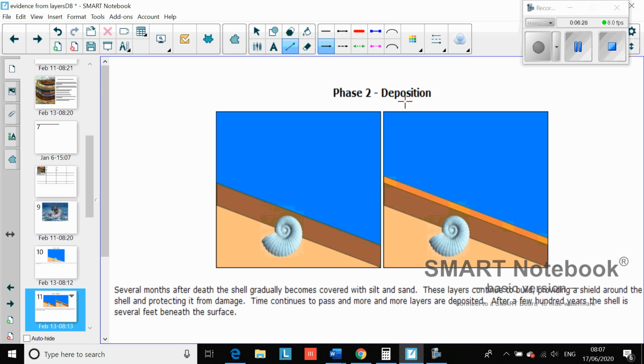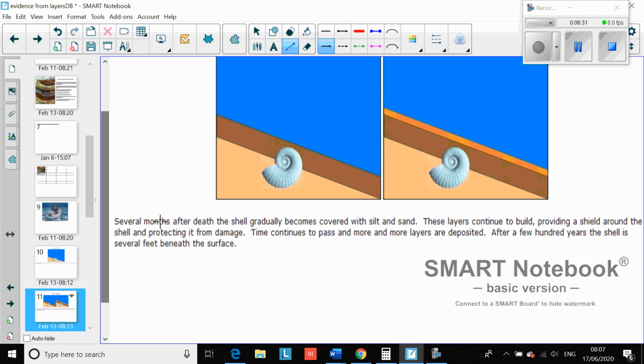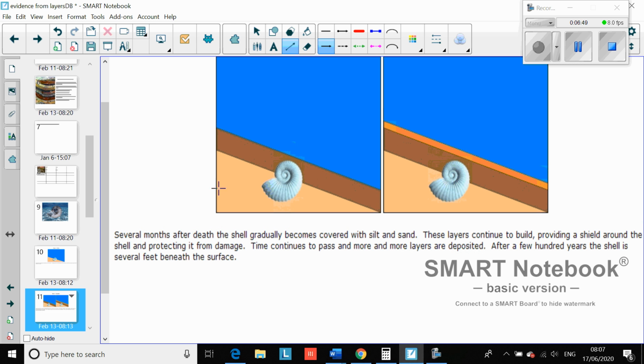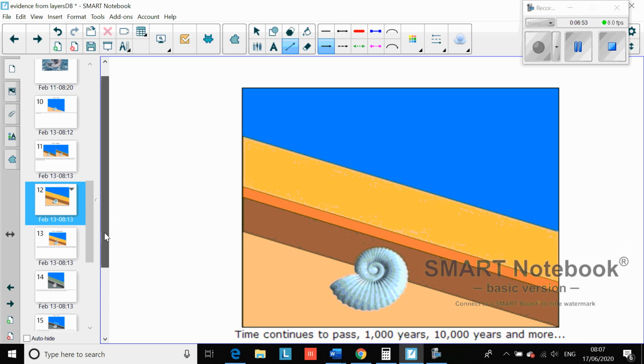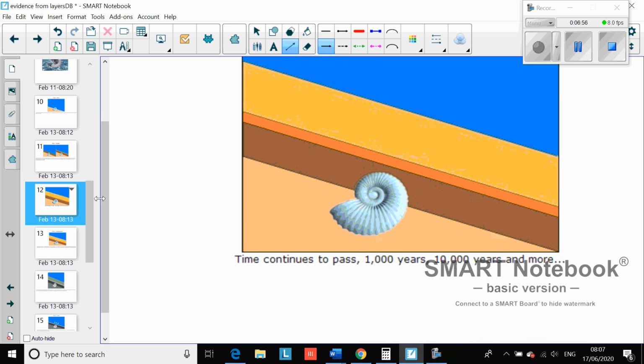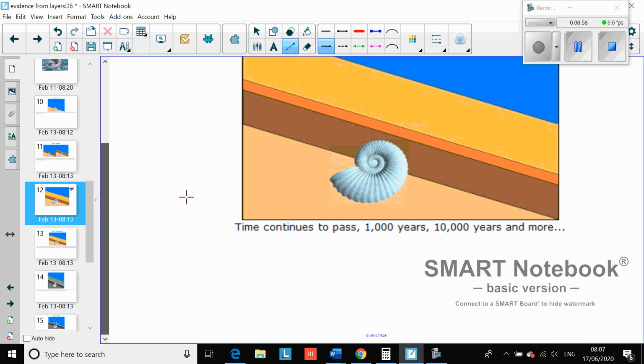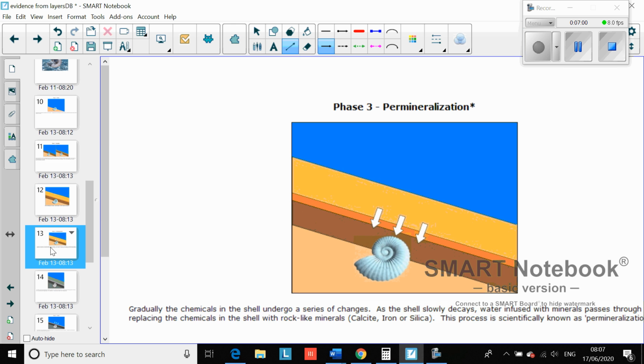Then, deposition. So, several months after death, the shell gradually becomes covered with silt and sand. These layers continue to build, providing a shield around the shell and protecting it from damage. Time continues to pass and more layers are deposited. A few hundred years, the shell is several feet beneath the surface. Okay, moving on. Time continues to pass, 1,000 years, 10,000 years, more and more.